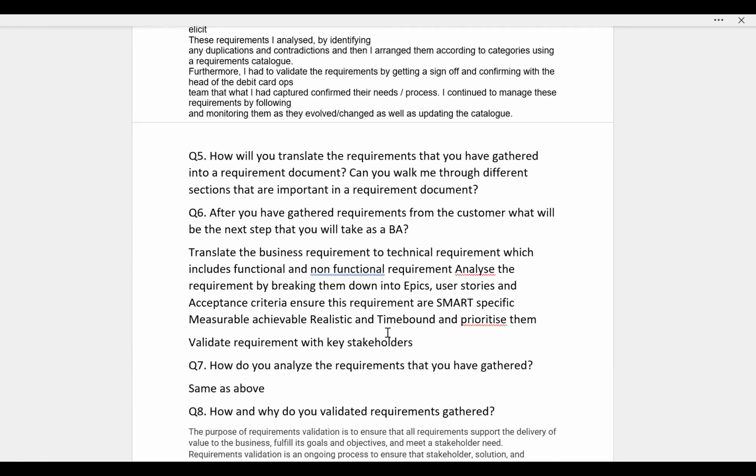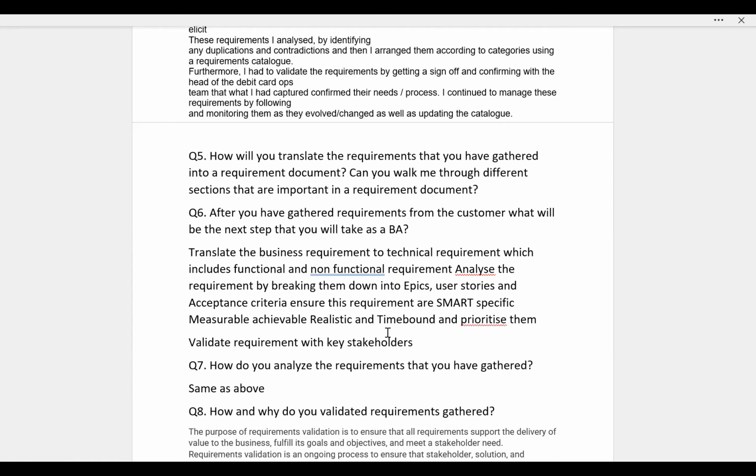So in this question, I'll tell you briefly about use case. The format of a use case: you have a use case ID. You give the name of the use case, then you give the use case description, what this use case is about. Then you mention the actors, who are the primary actors, who are the secondary actors. Then you mention the preconditions, in order to execute this use case, what are the preconditions that need to be satisfied.